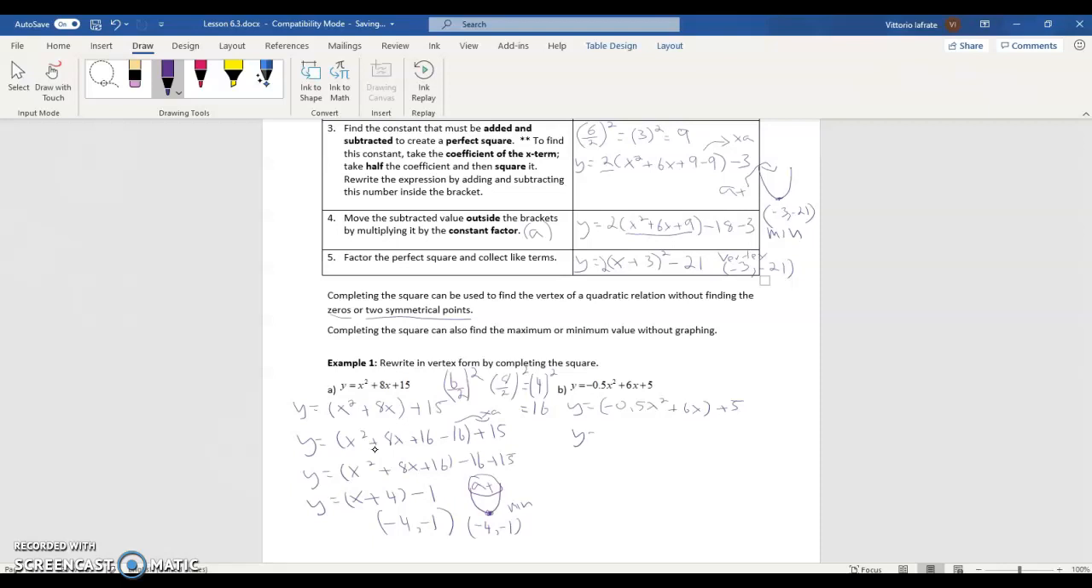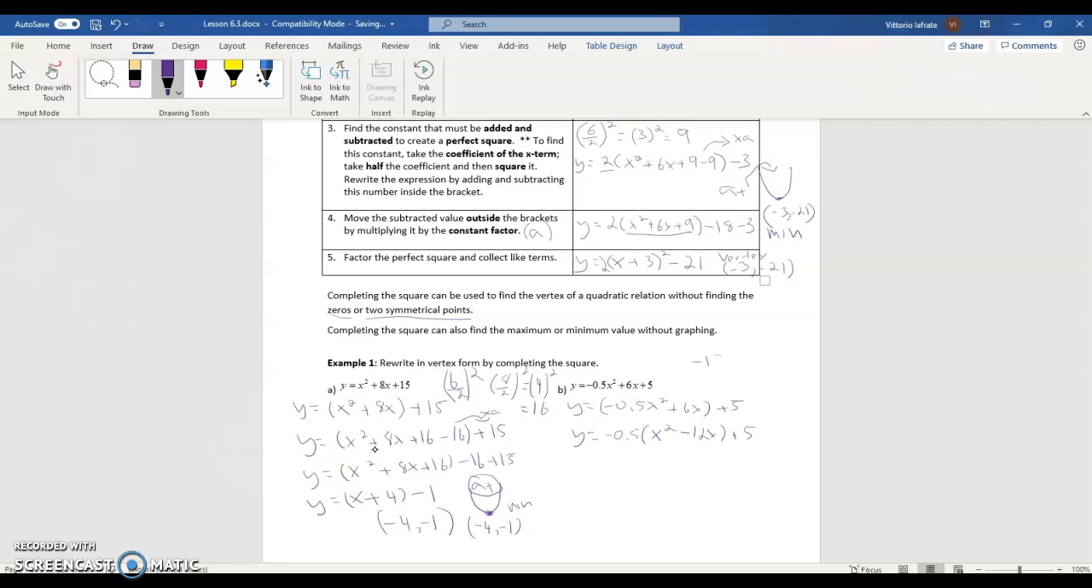So I typically take out the negative with it if it's at the front here. So -0.5 x squared. And then if you do 6 divided by -0.5, you get -12x plus 5. We now need to find that number that will make this a perfect square.